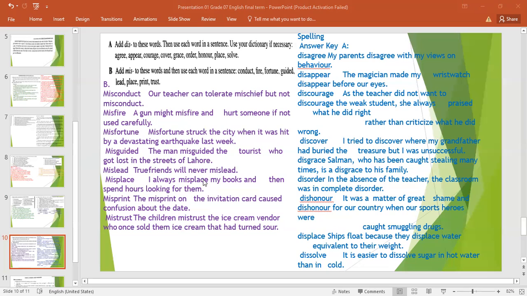Misplace. I always misplace my books and then spend hours looking for them. Misprint. The misprint on the invitation card caused confusion about the date. Mistrust. The children mistrust the ice cream vendor who once sold them ice cream that had turned sour. So, dear students, these were the two exercises where I added dis before some words and mis before some words, and then I used them in proper sentences so that you can better understand them.